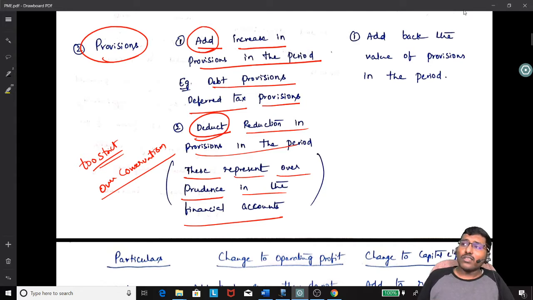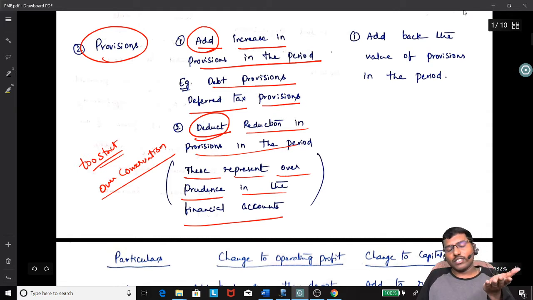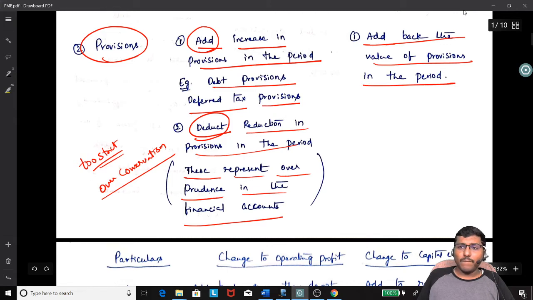So if there is any loss in future, even if it is uncertain, you will recognize it immediately. Whereas if there is any profit, even if it is uncertain, you will not recognize it unless it is certain. That's the prudence concept or conservatism. Now he says that this is too much, these provisions and all. So you have to eliminate that. Therefore if there is any increase in provisions, you add it to the operating profits. To that extent, operating profit will increase. If there is any reduction in provisions, then you can reduce it. And of course, with respect to capital, add back the value of provisions in the period.